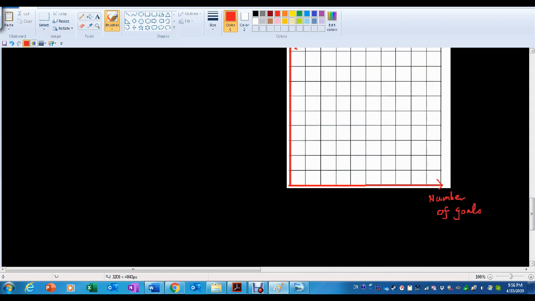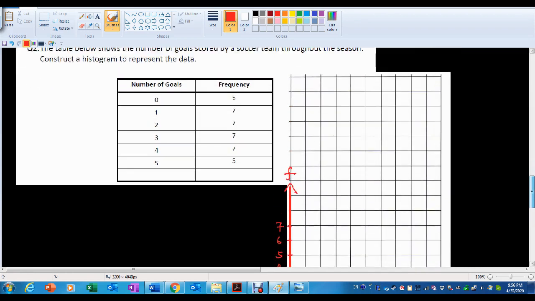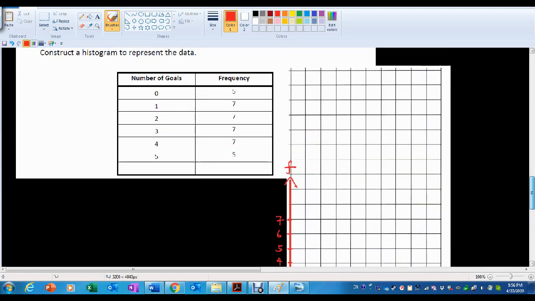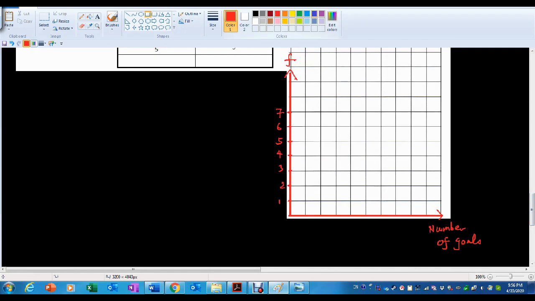Number of goals. So for the frequency, it's 1, 2, 3, 4, 5, 6, 7. For teams which score no goals, there are 5 teams. So the first bar should have a height of 5. Let's draw the bar. So the first bar should be here.